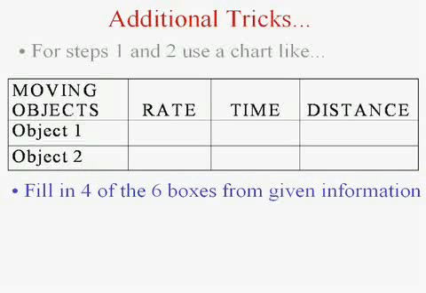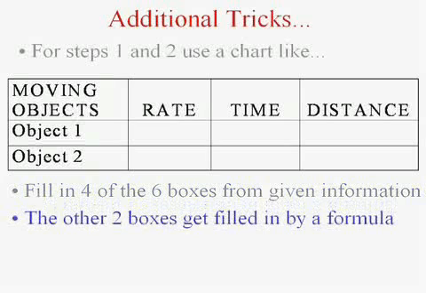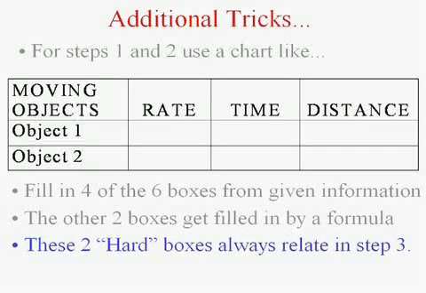Now, generally, we're going to fill in 4 of the 6 boxes from information directly given in the problem, and the other 2 boxes are going to get filled in by one of the rate, time, and distance formulas. I call these the hard boxes, and generally those are the 2 boxes we're going to relate in step 3 where we write the equation. So we'll fill in the hard boxes using rate, time, and distance formulas.